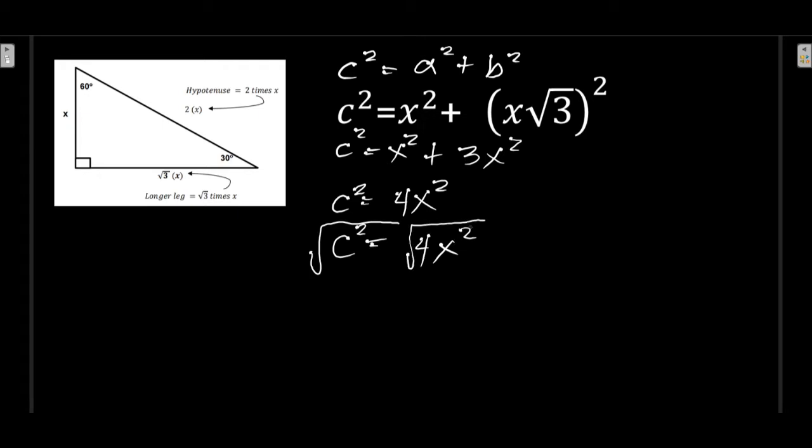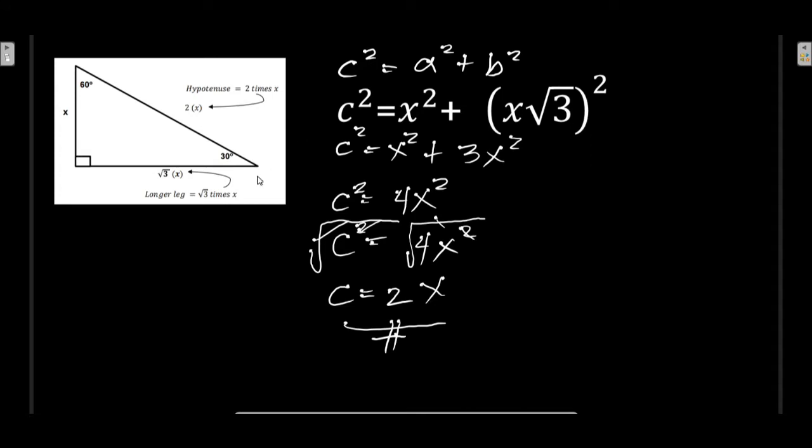Dito, maka-cancel natin to, kaya magtitira sa atin dito is C is equal to, yan, square root ng 4 is 2. Then, square root ng x raised to 2, kakancelin lang natin yan, saka yung square root, so 2x. So, that's why, yung ating longest side, ang value niya dito ay 2x. So, makikita natin na 2 times x siya yung ating longest side, itong C natin.